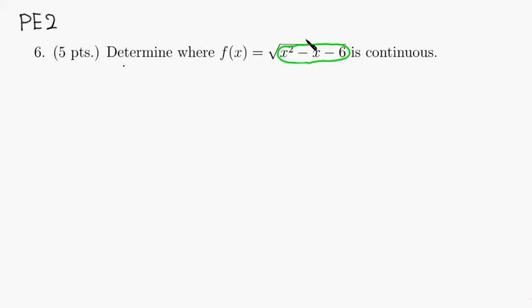But there's a square root around it, which requires this function to be non-negative. So it cannot take a negative value, so it has to be non-negative. Alright, so let's solve that inequality.